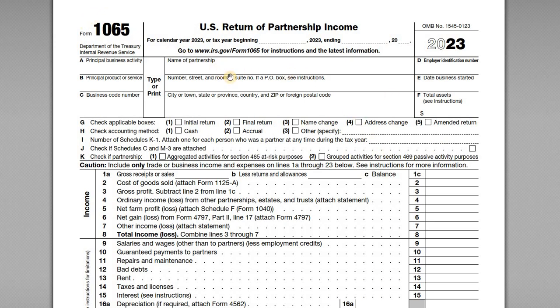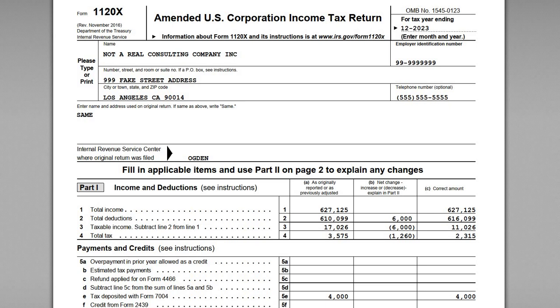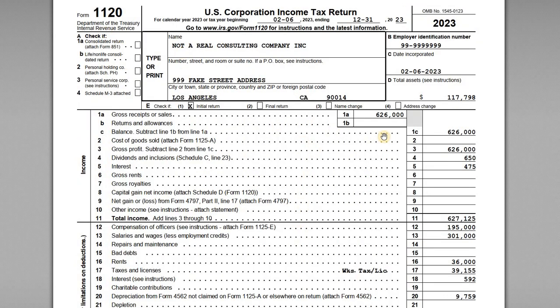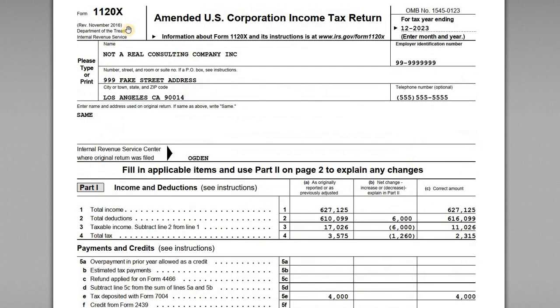When we look at the 1120 corporate return, there is no amended return box on the 1120. And so that's why when you make these changes, all of those have to be summarized on this 1120X, and this is how the amendments are filed.